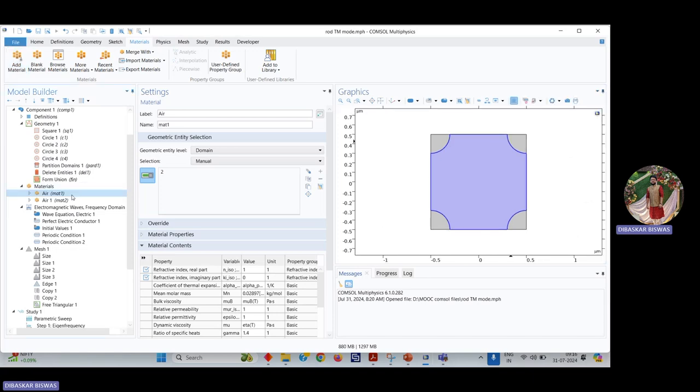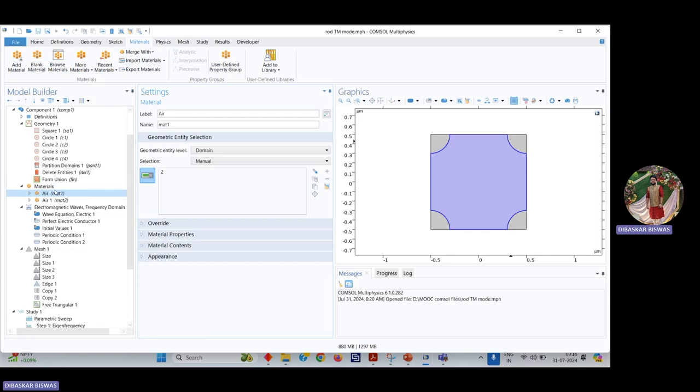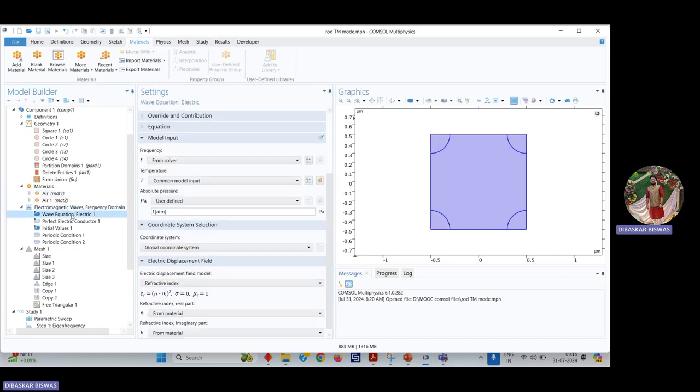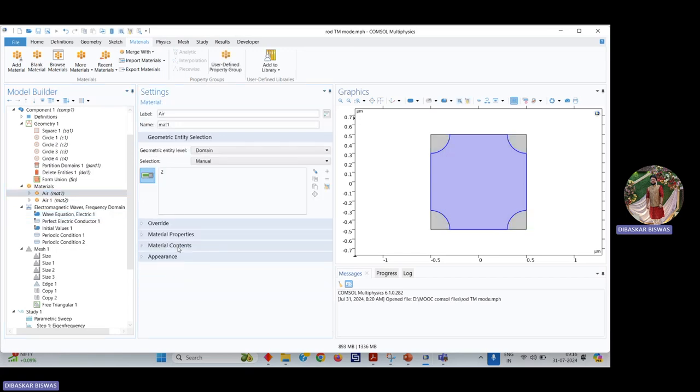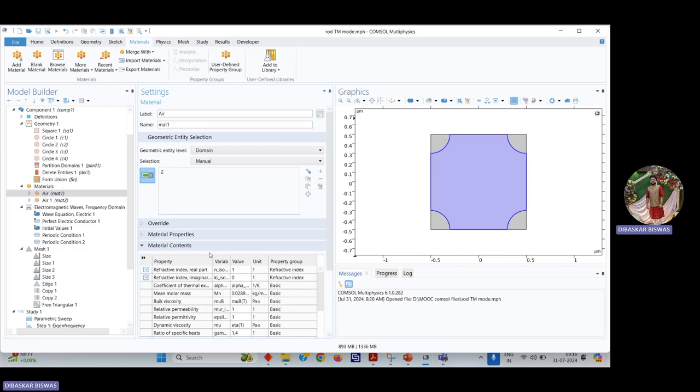Okay, then air will come. After that, you go to electromagnetic waves, wave equation, electric. You go down and you see the electric displacement field model. So you select refractive index. Then you go again to air, and in the material contents you give refractive index as 1.